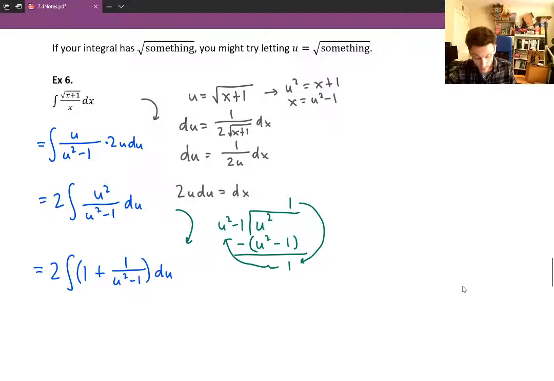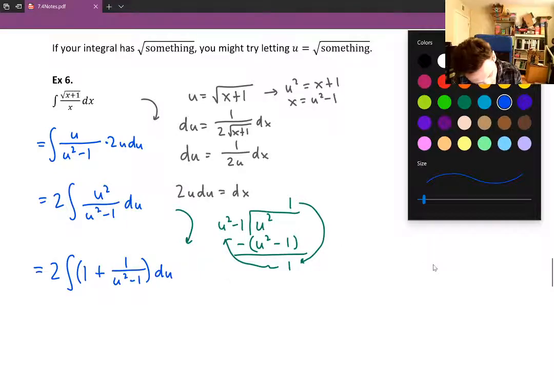Now we can work on partial fraction decomposition for the 1 over u squared minus 1. But first, we have to factor the denominator. So we'll go ahead and factor the denominator. Actually, you know what? Let's take this off to the side here. So I'm going to pull this partial fraction decomposition problem off to the side in a different color.